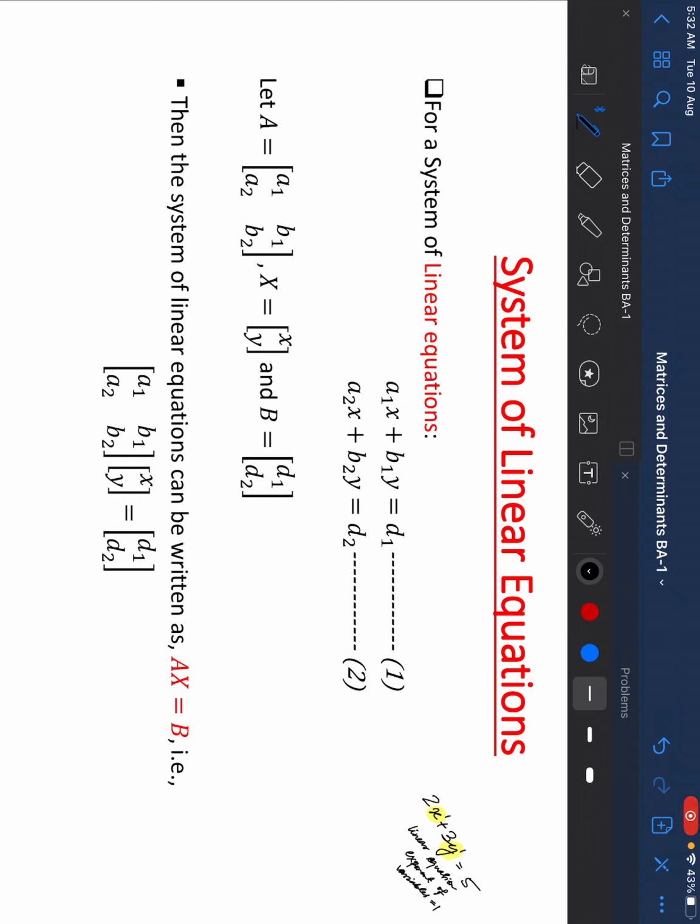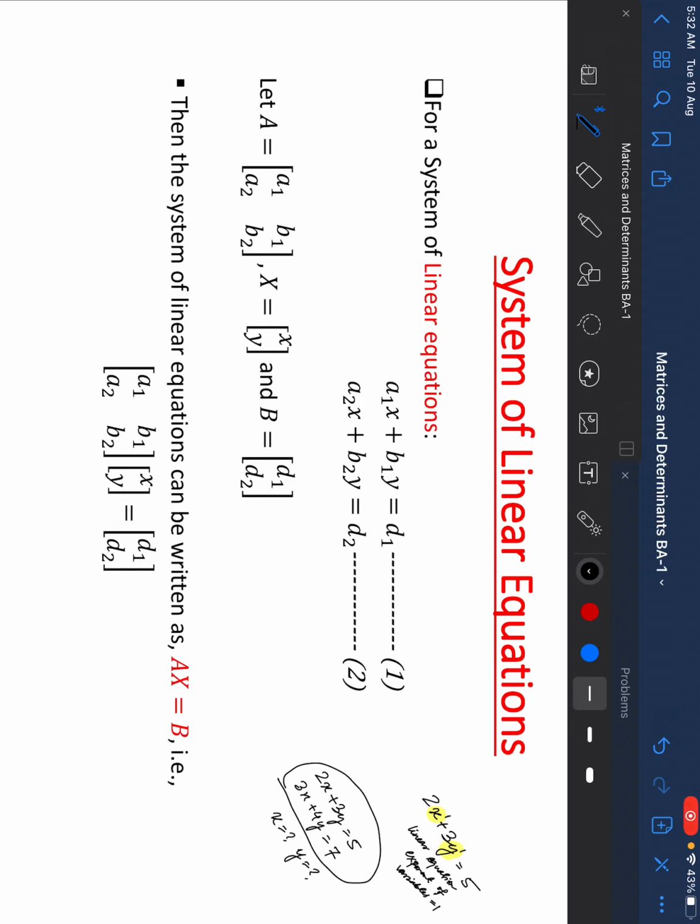Now solving linear equations basically means what? We know that if we are given two linear equations, say 3x plus 4y is equal to 7, and somebody asks what is the solution of these linear equations, the solution basically means you have to find the value of x and y. You have to find the value of x and y, and by using the elimination method we can solve this one.